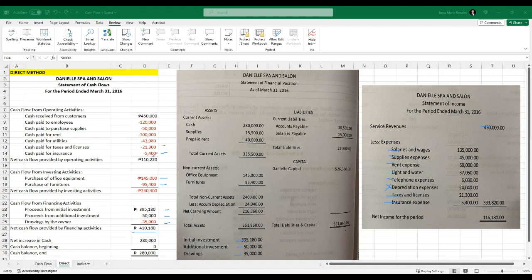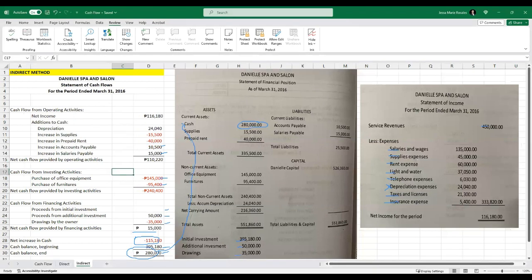Okay, so net cash flow from operating activities plus investing activities plus financing activities mao na ang net increase in cash. And since nag-assume man ta nga in the beginning zero tanang balances, so cash balance in the beginning is zero. Para makuha na ang cash balance end, net increase in cash plus cash balance beginning mao na ang cash balance end, which should be equal to the cash nga gi-report sa balance sheet. Okay, so balance na ta for this statement of cash flow.